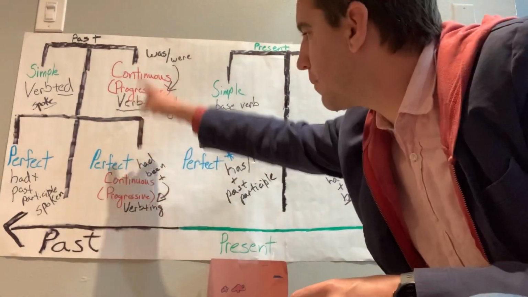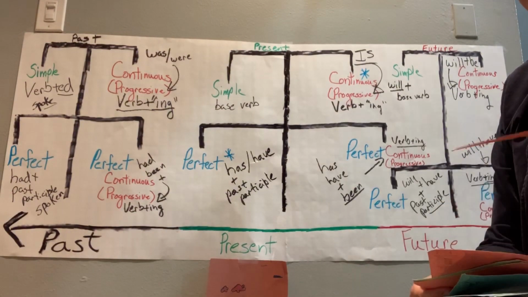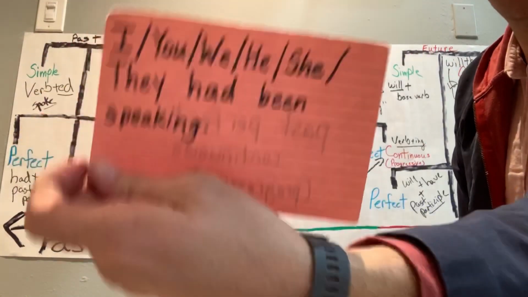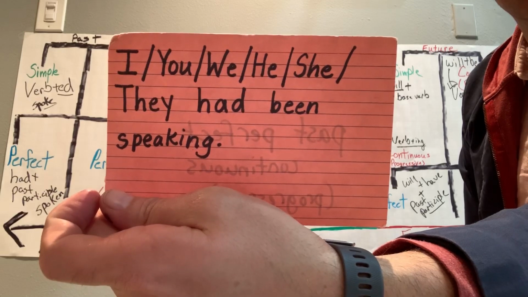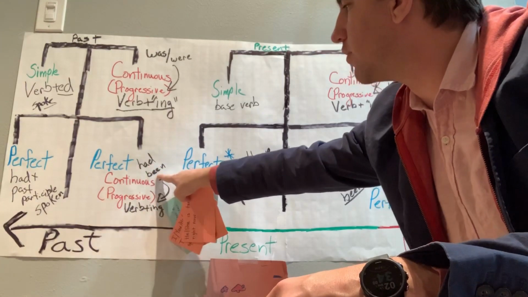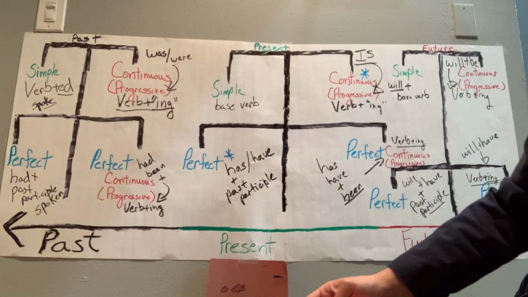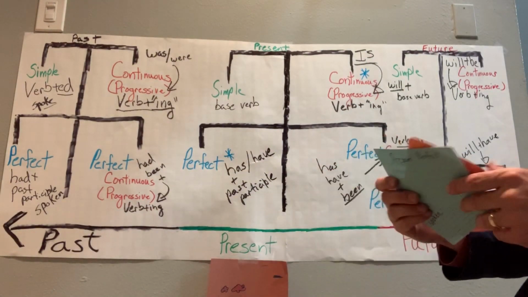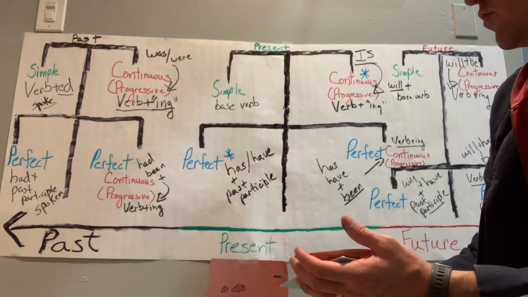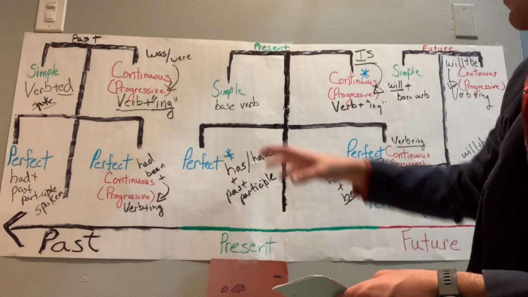All right, and then we have our past perfect continuous tense. Our past perfect continuous is they had been speaking. We're going to add had, but also our be form, been, and they had been speaking. So again, we have to add certain elements to make sure the structure is correct for each tense. So let's move on to the present.